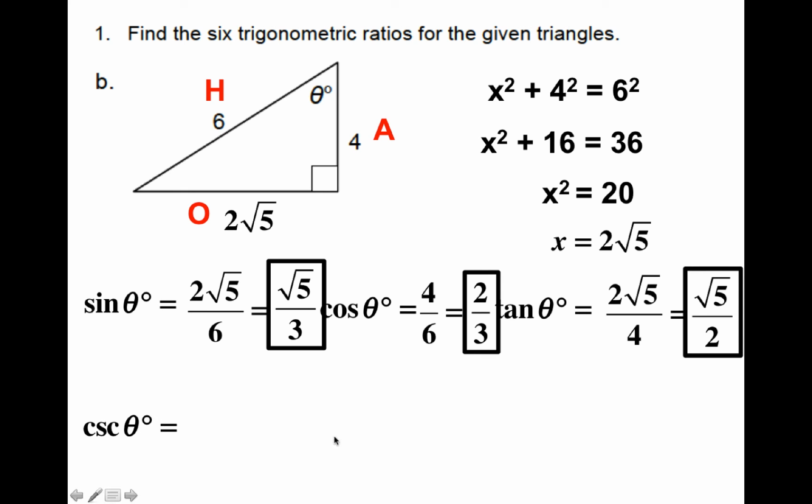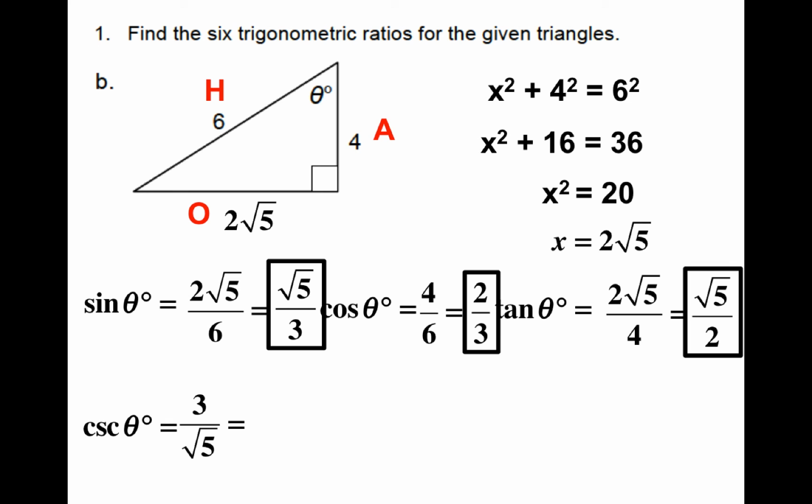Now for the reciprocals. Cosecant is a reciprocal of sine, so I'm going to go to the reduced fraction and I'm going to flip it, so it's going to become 3 over the square root of 5. However, you can't leave the square root in the denominator of a fraction, so we're going to have to rationalize.